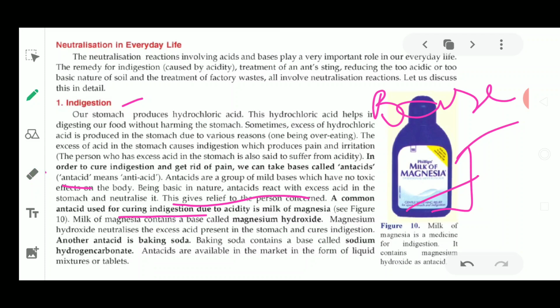So antacids are available in the market in the form of liquids, mixtures, or tablets. Liquids are also there, solids are also there. They could be purchased in the form of powders, and they could be purchased in the form of tablets. So this was all about indigestion, which is one of the most important applications of the neutralization reaction which is taking place with the help of antacids.